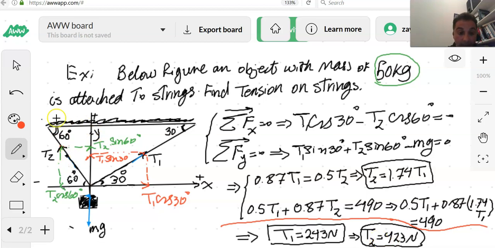Why? Look at the picture. I can tell you, even without solving, that tension 2, this string number 2, tolerates more force. It applies more force, tension force, to hold mg than T1 because it's shorter. Remember that.